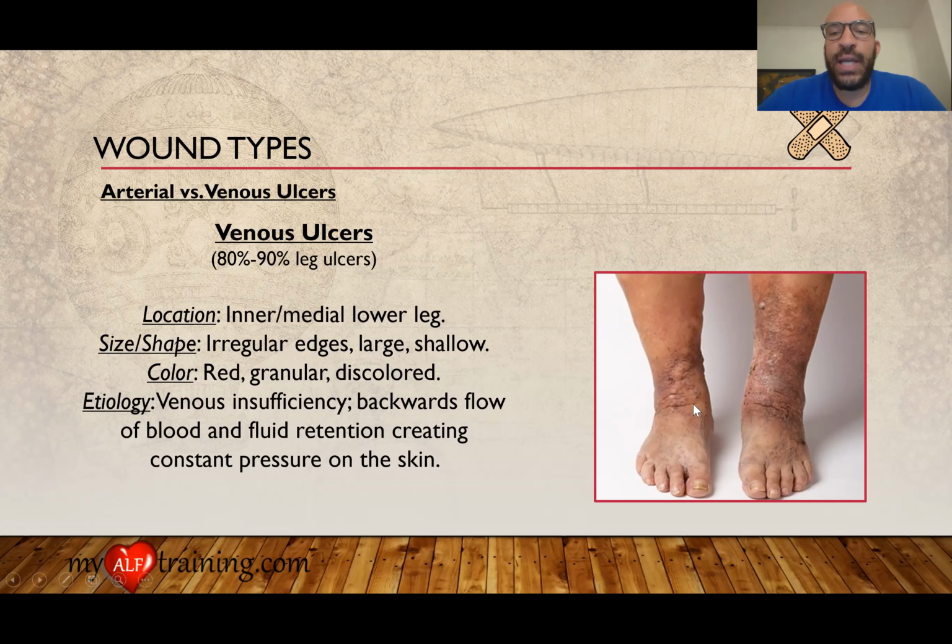So that's the size and the shape, and you see it's reddened in this area, discolored here and here, and kind of granular. That's a very key characteristic of a venous ulcer. What causes this? It's caused by venous insufficiency. There's a flow problem causing fluid retention that's creating constant pressure on the skin that causes this breakdown, that causes these veins to burst, and it ends in this ulceration here that we see on the legs.